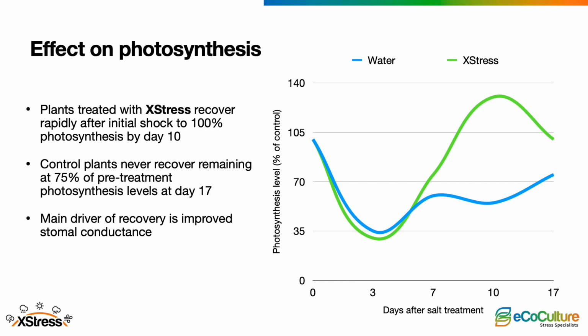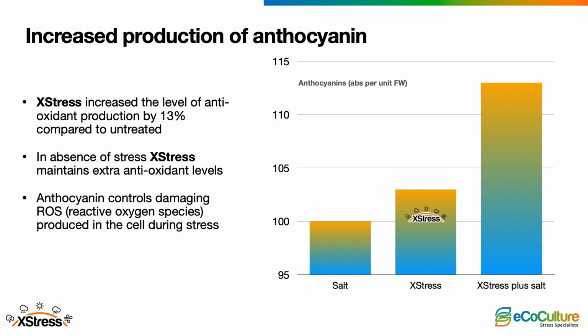Effect on photosynthesis. Plants treated with XStress recover rapidly after initial shock to 100% photosynthesis by day 10. Control plants never recover, remaining at 75% of pre-treatment photosynthesis levels at day 17. Main driver of recovery is improved stomatal conductance, increased production of anthocyanin. XStress increased the level of antioxidant production by 13% compared to untreated. In absence of stress, XStress maintains extra antioxidant levels.